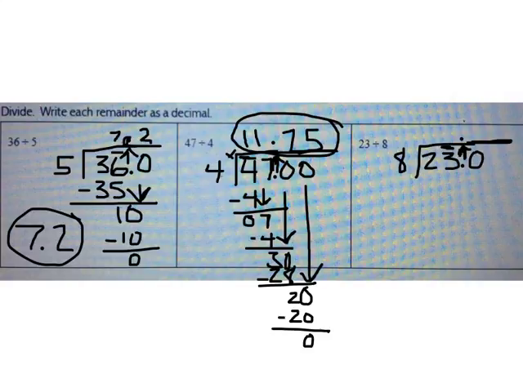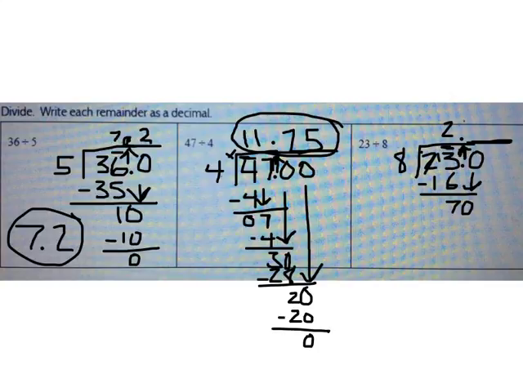How many times does 8 go into 23? 8 goes into 23 2 times. What's 2 times 8? It's 16. What's 23 minus 16? It's 7, and I can bring down my 0. Now I'm in the tenths place.